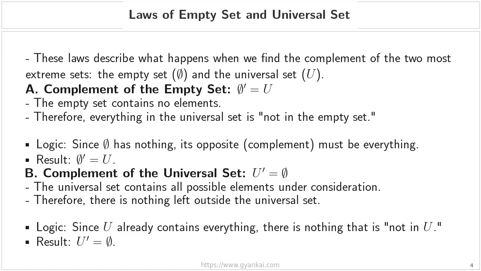Therefore, if we try to find elements that are not in the universal set, we won't find any. There is simply nothing left outside the universal set. Because there is no space left outside the boundaries of U, the result is an empty set. So, to summarize these two extremes, the complement of nothing is everything, and the complement of everything is nothing. In our next slide, we will look at some common pitfalls where students often get these boundaries mixed up.